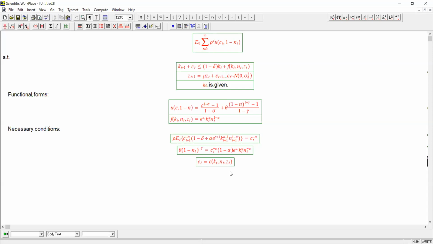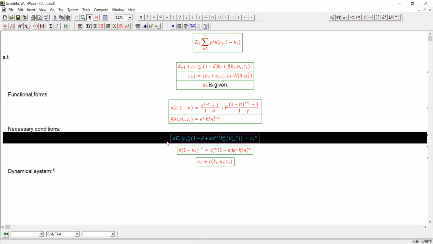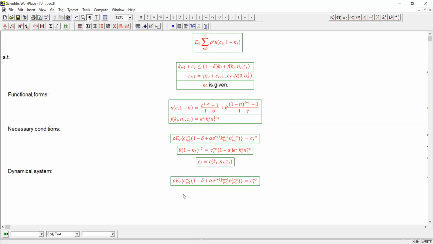instead of t. So what this means is that now we have the solution to our problem as the solution to a dynamical system with 3 equations and 3 unknowns. One of these 3 equations is this Euler equation, which tells us how c_t goes to c_t plus 1. And of course, it also depends on these other things.